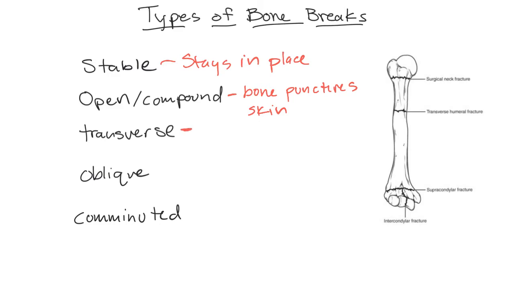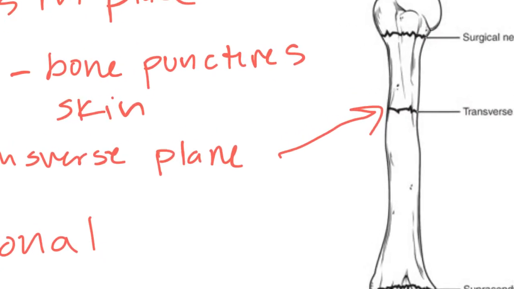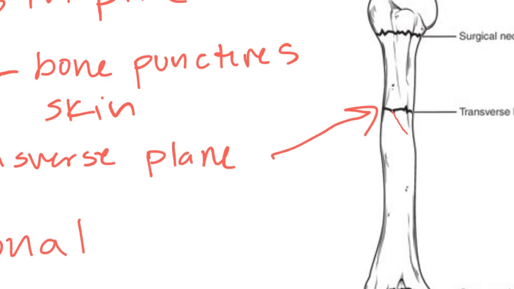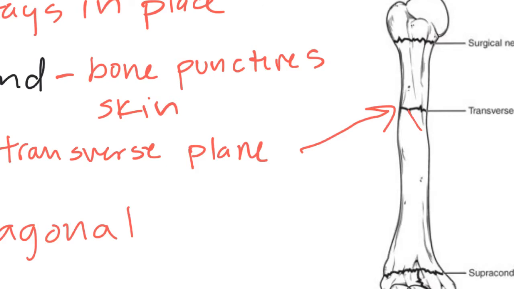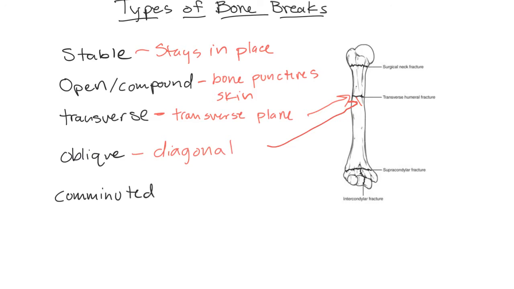A transverse fracture is like this one here, where the fracture goes in the transverse plane, and it's essentially horizontal in the bone. In an oblique fracture, you have some sort of cross-plane diagonal crack. So in an oblique fracture, you might have something like this, where it's not horizontal or vertical, but now going in multiple planes.